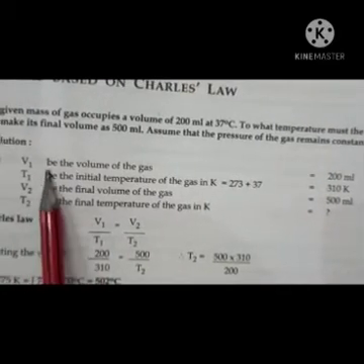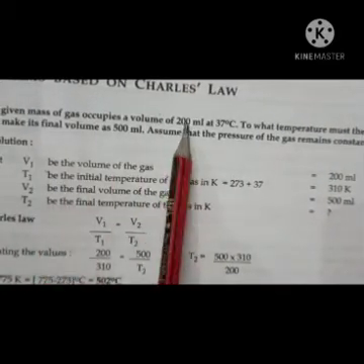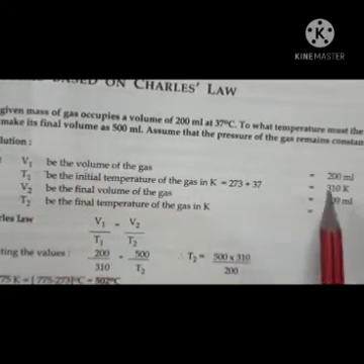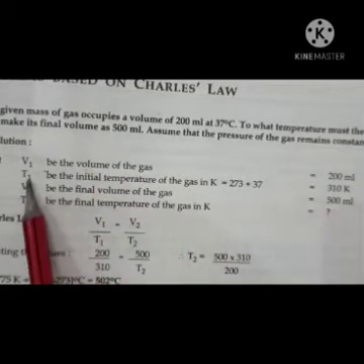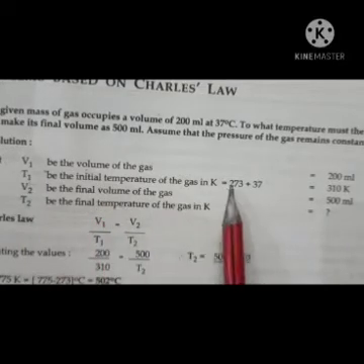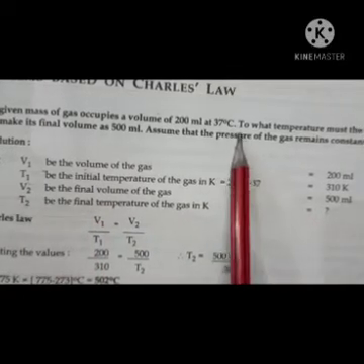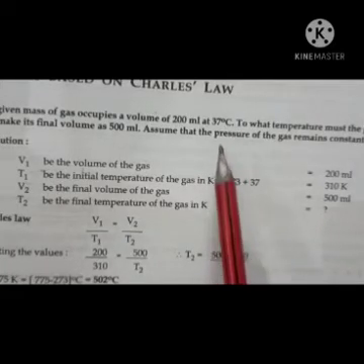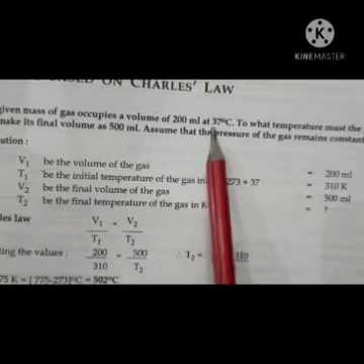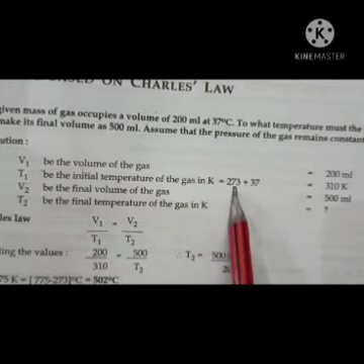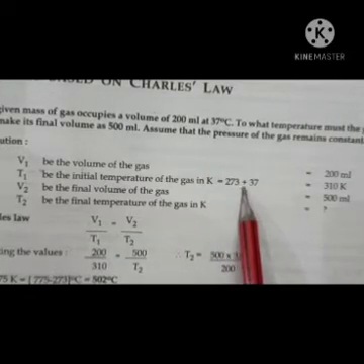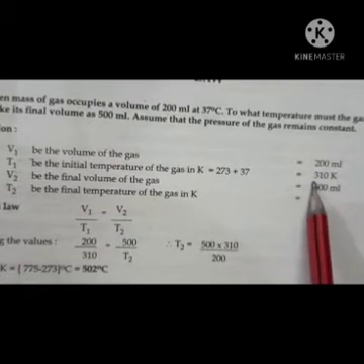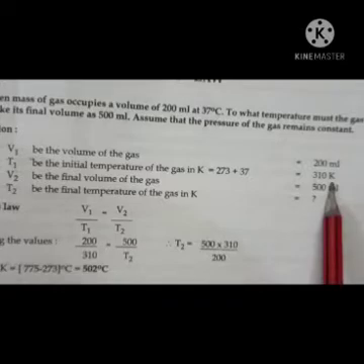So what is your initial volume? It is 200 ml. So V1, the initial volume of the gas, is 200 ml, while the initial temperature of the gas is 37 degrees Celsius. But always remember, when you are solving numericals, first you convert this degree Celsius into Kelvin. So you add 273, and how much Kelvin will it be? That is your 310 Kelvin, right?